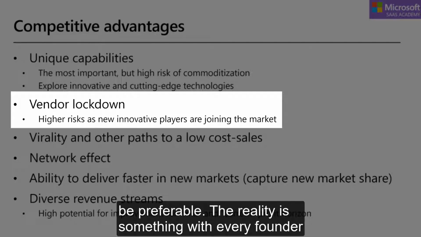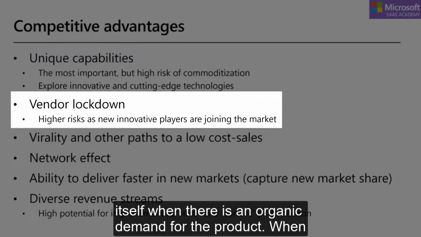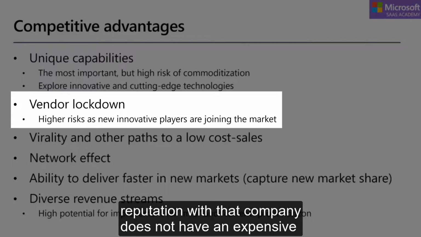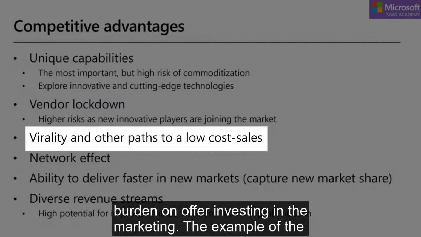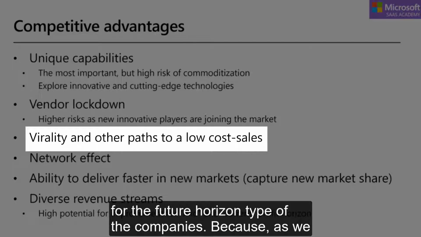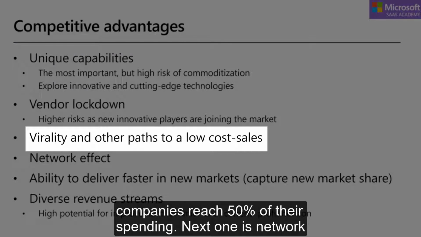Virality is something every founder wants. This is basically when a product or service almost sells itself, when there is organic demand for the product, when customers recommend it to other customers and the product has a good reputation, so the company does not have the expensive burden of investing in marketing. An example of a good implementation of virality is Uber. And this is a good play for the future horizon type of companies because, as we know, the investments in marketing for this kind of company reach 50% of their spending.